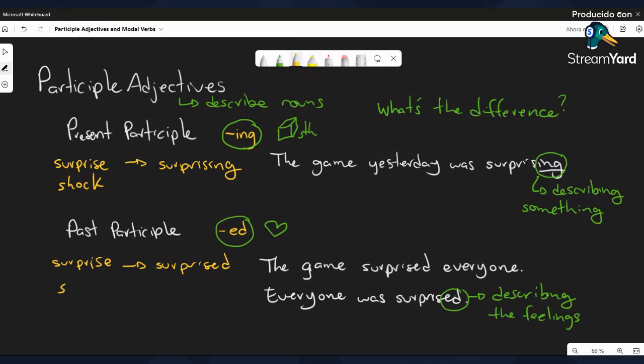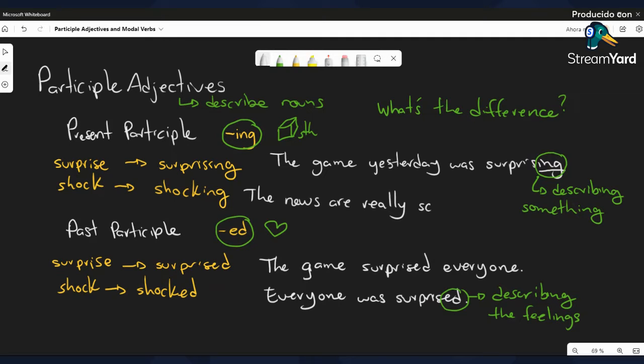Yes, in here, the same, shock. So, when I say shock, I can say shocking, or I can say shocked, right? I can say any of these ones. For example, I can say the news are really shocking. Talking about bad news or something shocking for the family.